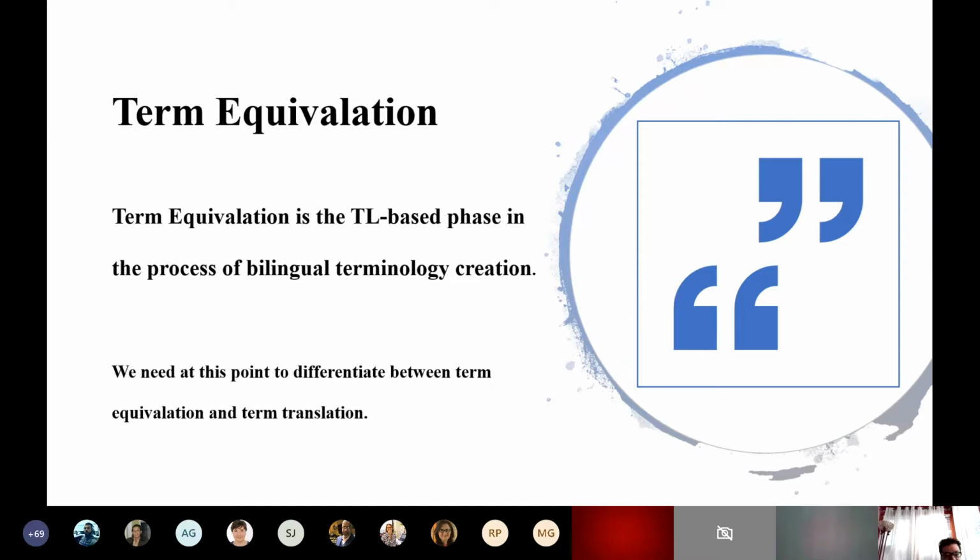Translation is not equivalation. And I would like you to guess, speculate about it for a second and tell me what you think. What's the difference between term equivalation and term translation? Before I give you the answer, I'll give you some clues. Translation is basically about context, right? That's what we all know. But what is the opposite of context? Can you tell me? Are you following me?